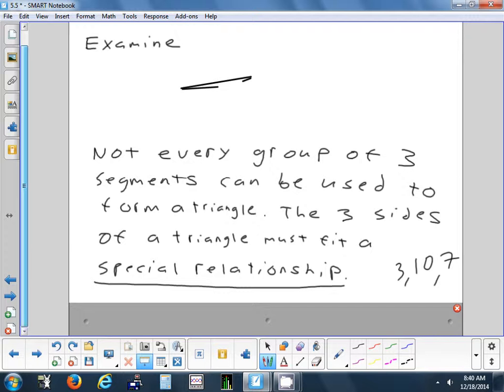That won't make a triangle because 3 is too small. The 3 is too small? What if I make it 4? Would that be long enough? No. No? Actually, it would be. Okay. Let's see how I figured that out.